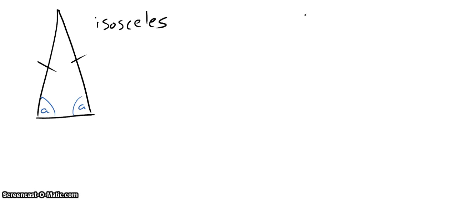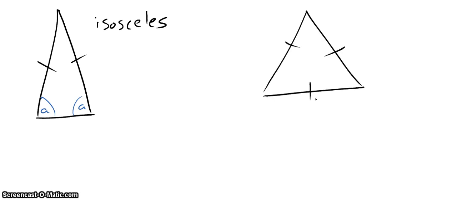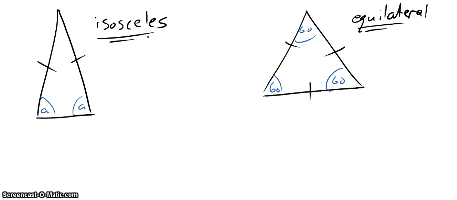Good. The next one you have to know about is this one, in which all sides are equal. And if all sides are equal, all angles are equal, and they're equal to 60. Always, always, always. Good. So 60, 60, 60, and the name of this one is an equilateral triangle.